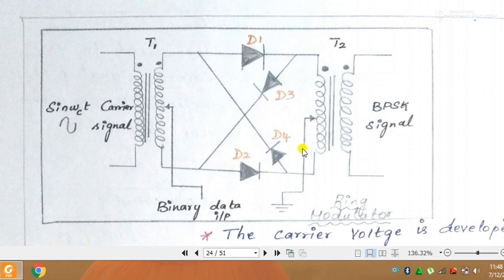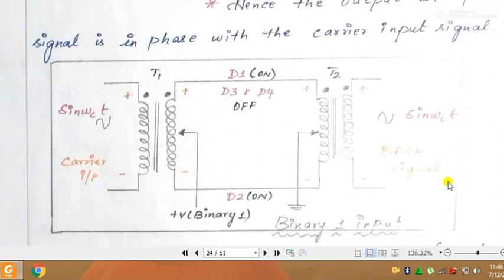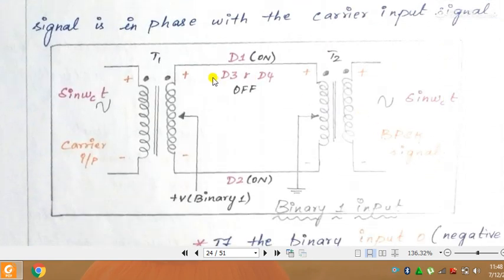Let us see the next diagram. See here, if it is a 1, diode D1 is on, D2 is on, so current flows through the diode. It acts as a switch. And for D3 and D4, no current flows through the diode, so they are off, no lines are drawn.